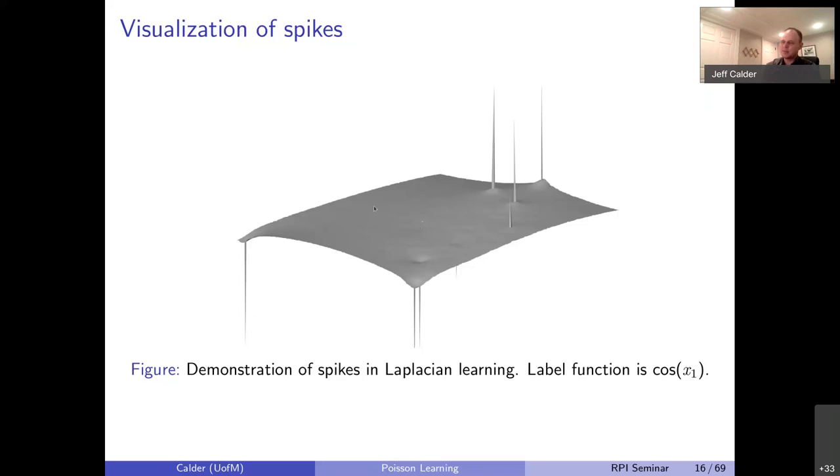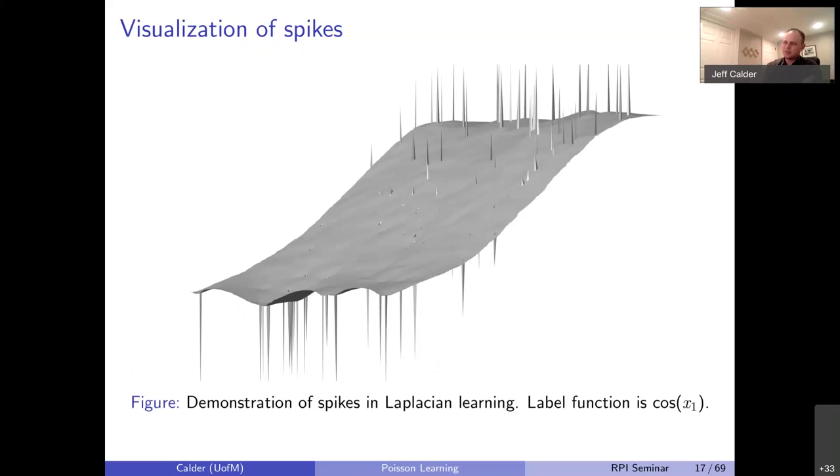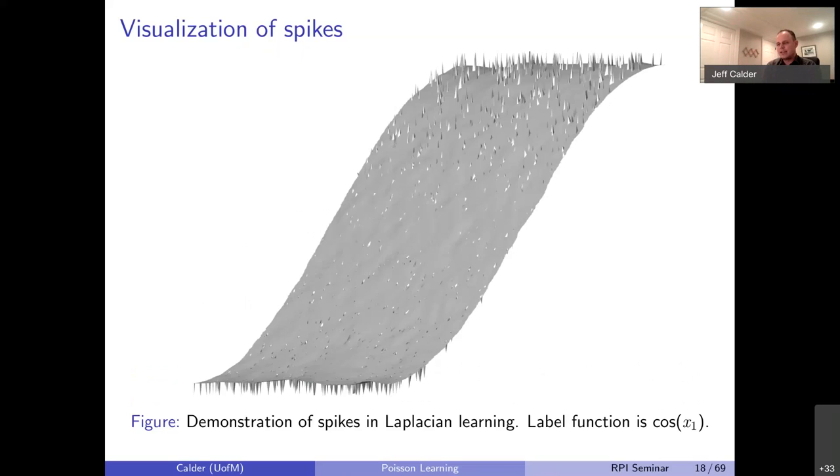If I have only 10 labels per class, I can't really tell it's cosine, but I just have these sharp spikes telling me that I should have a plus one here and minus one down there. If I take 100 labels per class, I can see the profile a bit better, but I still have large spikes at the labeled data points. And if I take 1,000 points as labeled in the box, the spikes become almost negligible, and I can recover the label function a lot more closely.